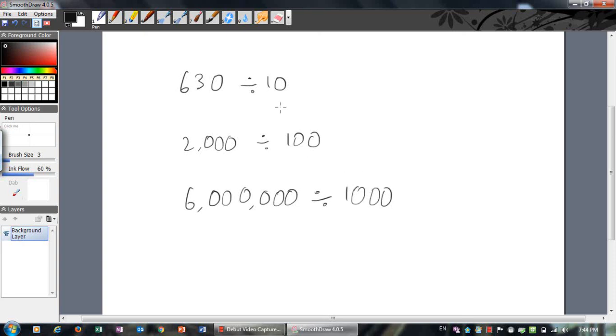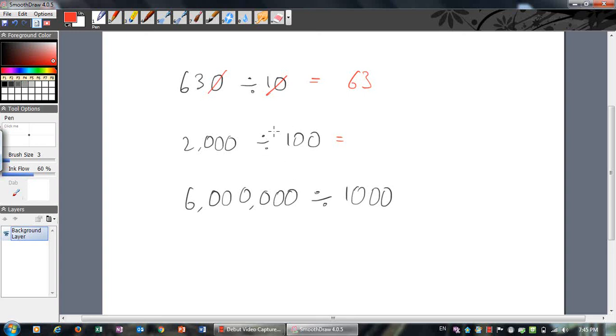Okay. So when you're dividing by things like 10, 100, 1,000 with all the zeros, what you can do is actually cancel out zeros. Okay, so 630 divided by 10, you can actually cancel zeros, 1 from each of them. Okay, so that's the same as 63 divided by 1. What's 63 divided by 1? Just 63. Nice and easy. So we're just knocking off a 0.